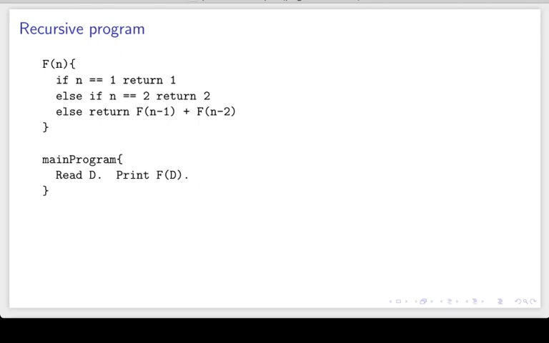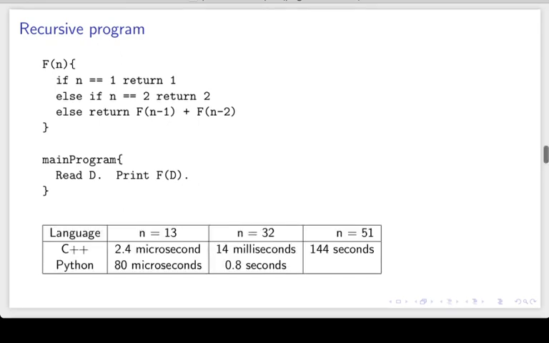Okay, now analysis of this. So let's see. We ran this in C++ and the time increased for n equal to 3.